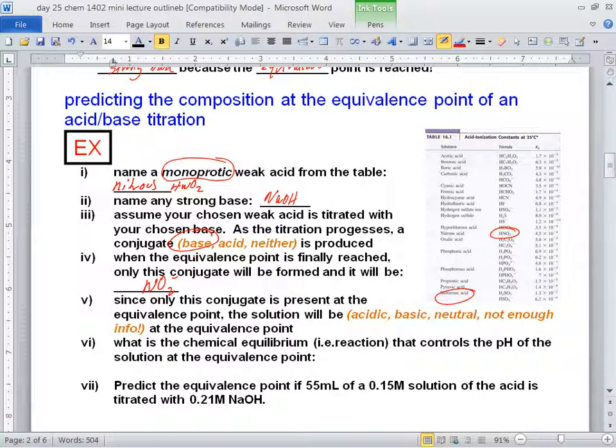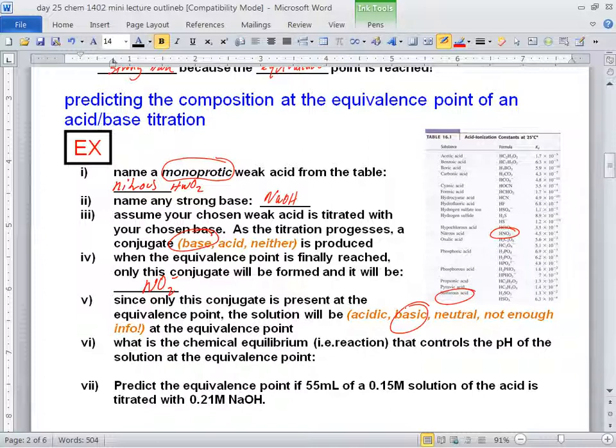Since only this conjugate is present at the equivalence point, that solution is going to be what, Audrey? Acidic, basic, neutral, not enough info. All you have is NO2 minus. It's going to be basic because NO2 minus is a base. It's not very strong, it's a weak base, but it's a base, so it's got to be basic.